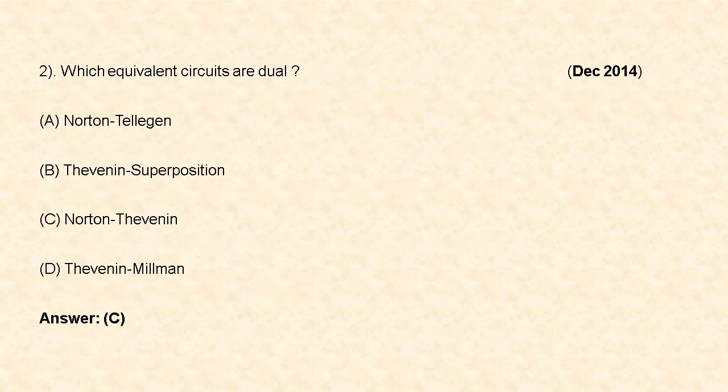Next question is, which equivalent circuits are dual? This question was asked in December 2014. So the options are Norton and Thevenin, Thevenin and superposition, Norton and Thevenin, Thevenin and Millman. We know that Norton and Thevenin circuits are dual because in Thevenin's we have voltage source in series with resistor, and in Norton's we have current source in parallel with the resistance. So option C is correct.